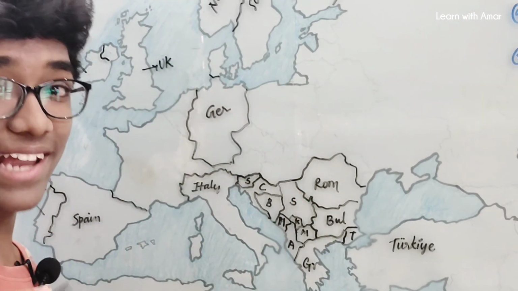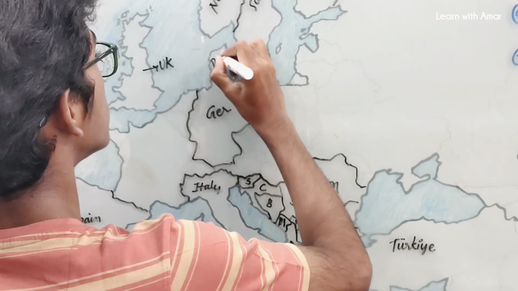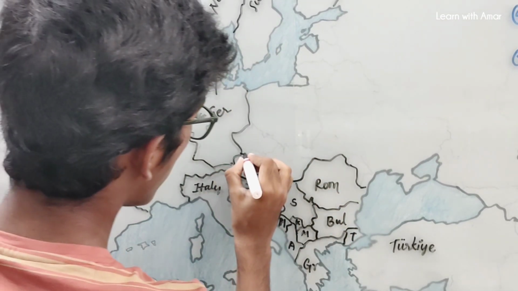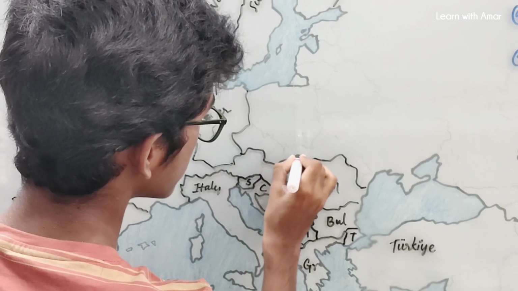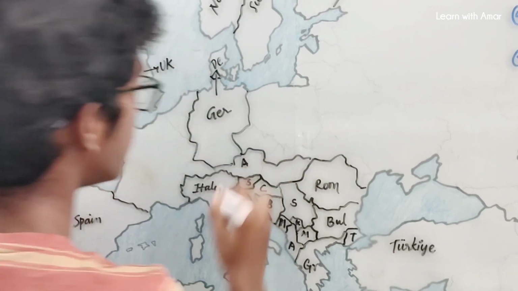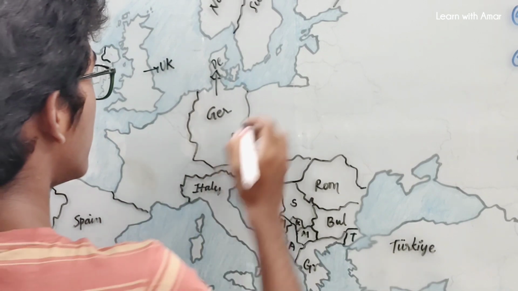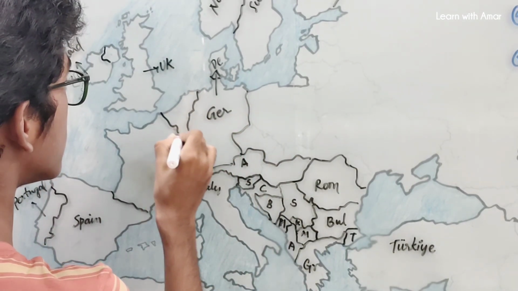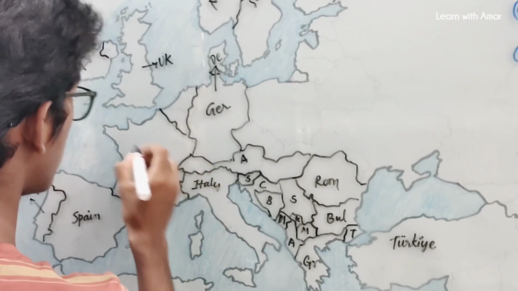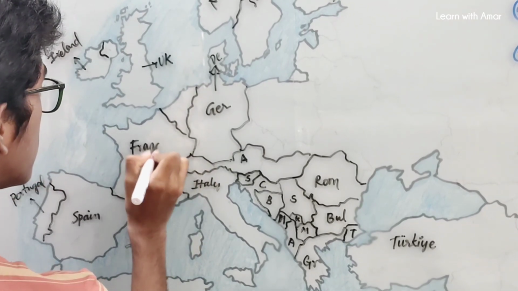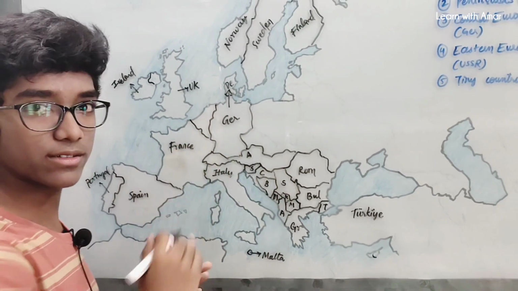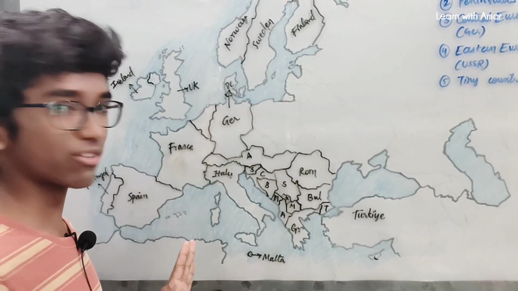First, Bismarck held war on Denmark, above. Next, he held war on Austria. At that time, this was the border. Next, he held war on France. This is France. Yeah, 3 wars: Denmark, Austria and France. Okay, so 4 countries we have covered from this.